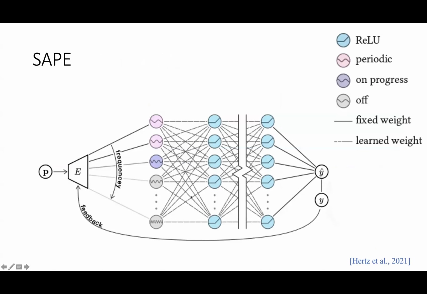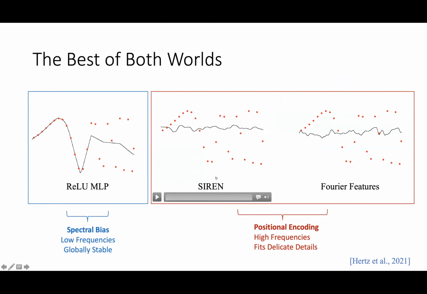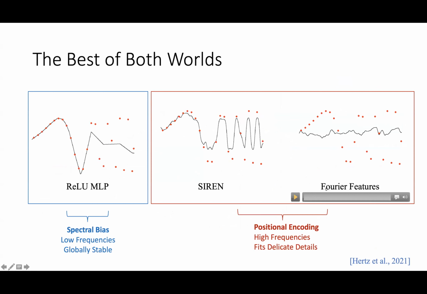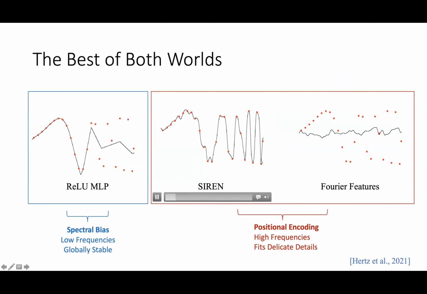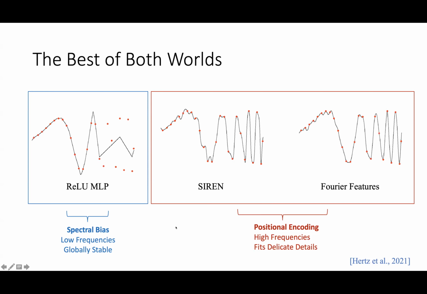So we propose SAPE, which is a technique that tries to overcome that. And it has several components. If we have a ReLU MLP, as I said before, you are good at learning the low frequencies, but you are bad at learning the high frequencies. With SIREN, you have some fluctuation everywhere. And with Fourier features, you learn in a good way the high frequencies, but not in a good way the low frequencies. The question is whether we can enjoy both worlds.